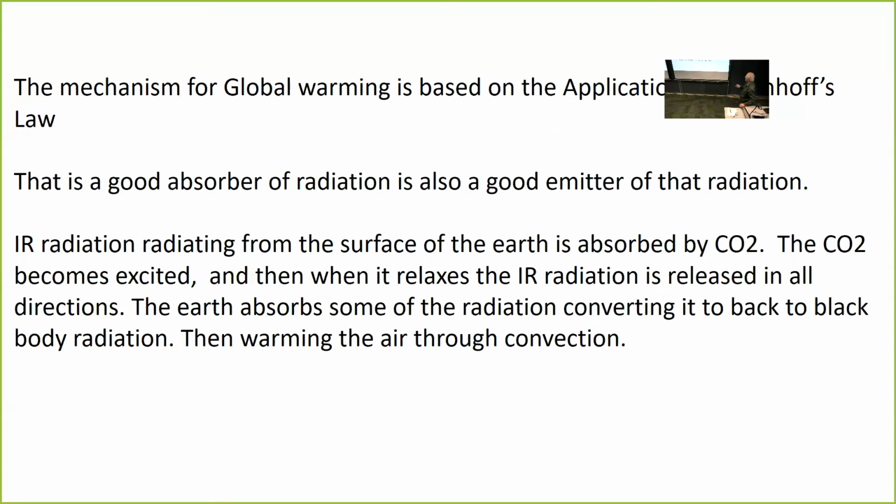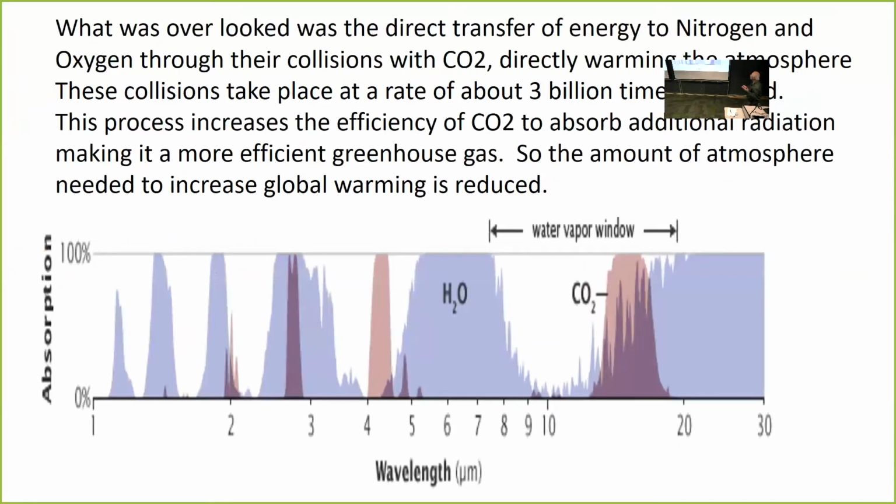But there's some problems with that. What they didn't take into account is the fact that nitrogen and oxygen are colliding with that excited CO2 at a rate of about 3 billion times a second. So at that point, instead of just the radiation warming the ground, it directly warms the air around it. So under those conditions, instead of needing a lot of atmosphere to direct the light back down to the Earth, you only need a much smaller volume of atmosphere, making more accessible in excess.